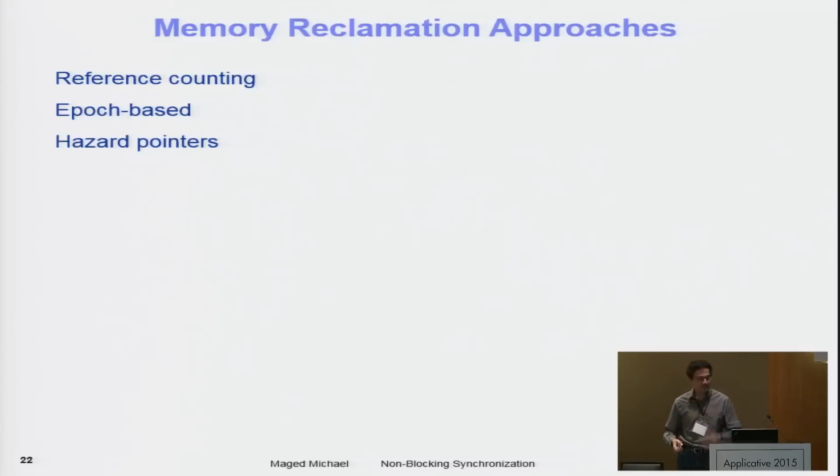Okay, so I talked about the ABA problem. I talked about memory reclamation sometimes solving the ABA problem for free. So now I'll talk about three different categories of solutions of the memory reclamation problem. They have different characteristics and techniques, and they might apply to different algorithms.